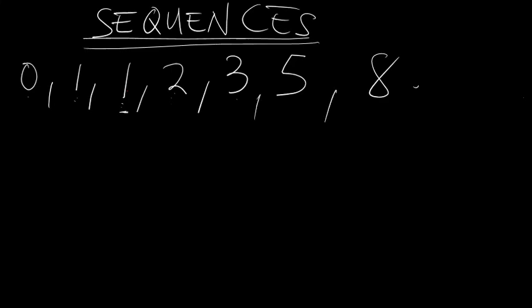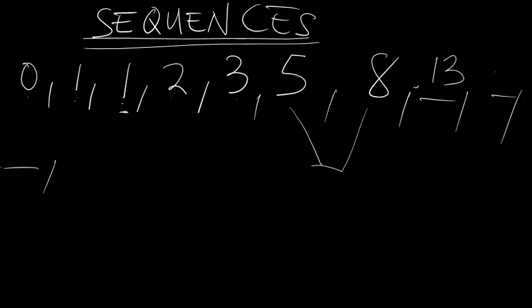So now to get the next 3 terms, you will just say 5 plus 8 will give us what? 13. So the next one is 8 plus 13 will give us what? 21. Now 13 plus 21 will give us what? This is 34. So that is it.